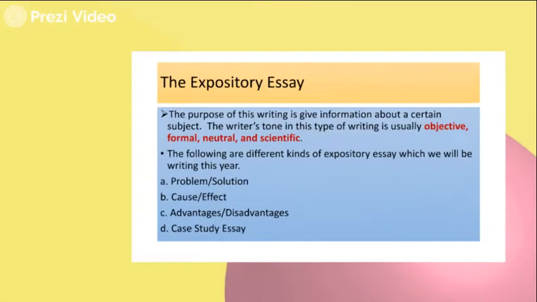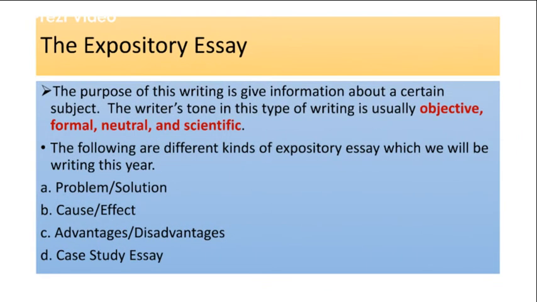It would be objective, the ones in red here. The tone would be objective, formal, neutral, scientific. All those tones mean the same. You can use them interchangeably. I don't care, they all mean the same. In an expository essay, the author uses those tones. No feeling, no strong opinions, because why? The author is giving me information.